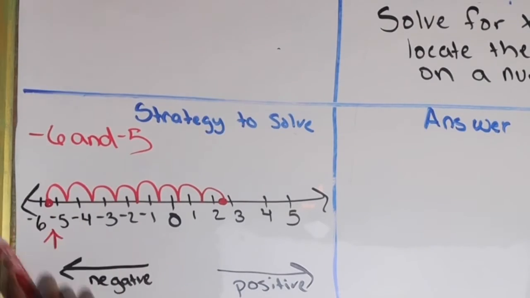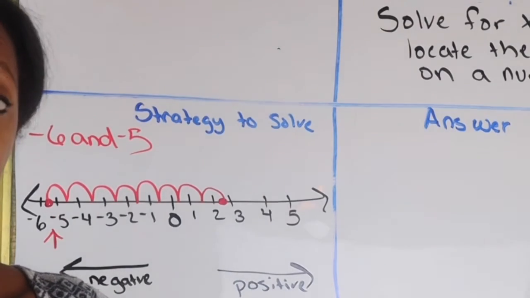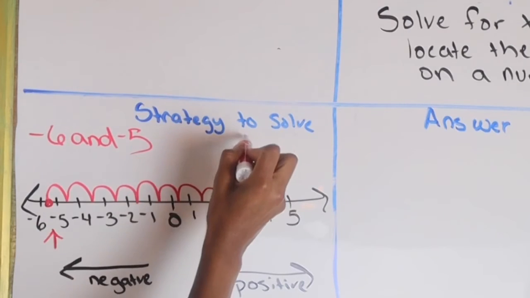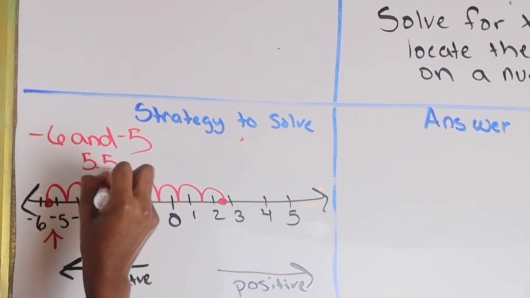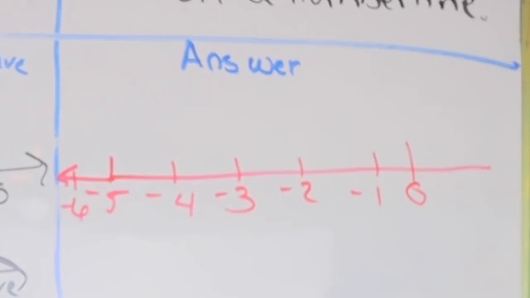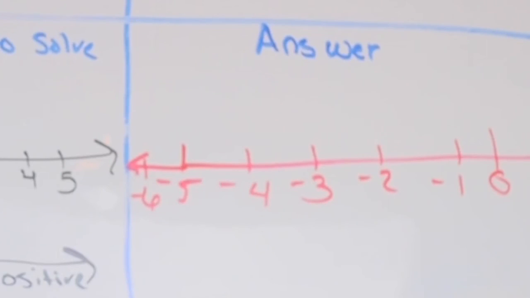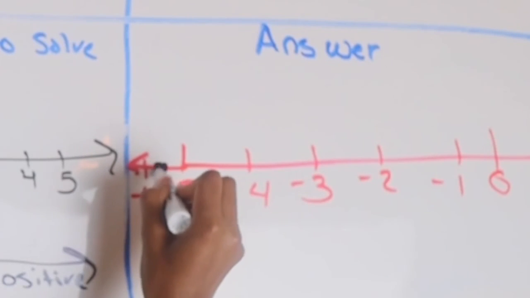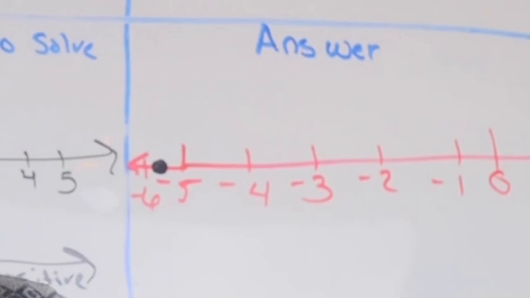The number in between -6 and -5 would be negative 5.5. Our answer is going to be -5.5, and you will select an answer on your multiple choice that has a dot located in between the -6 and the -5.